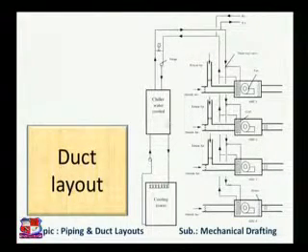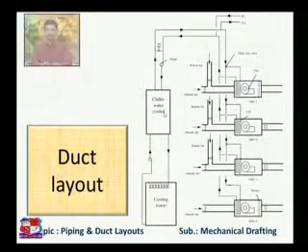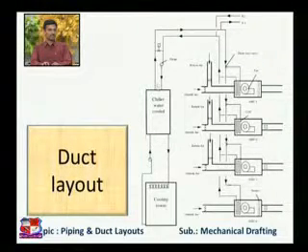See here, this is a water cooled chiller. Here the pump is drawn. Here a valve is there. Flow direction is from here to here, and here the flow is in this direction. This is the AHU, air handling unit. Inside this air handling unit, a fan is provided. This is the fan which is provided inside this AHU.